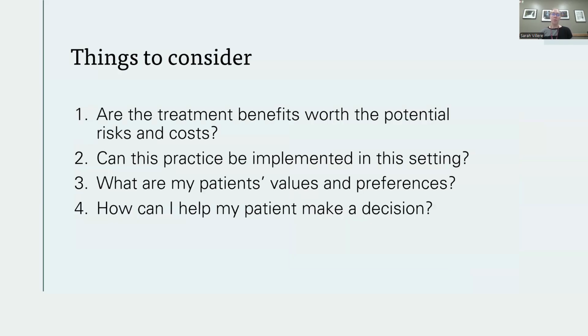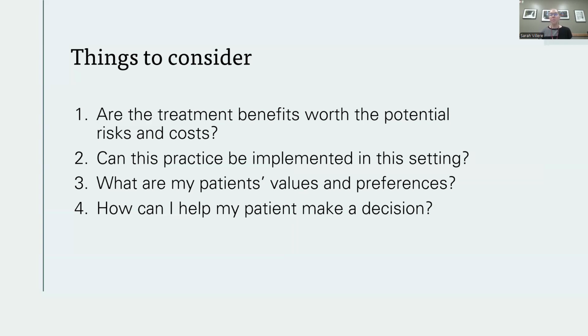So when you're sitting down with your patient, some things to think about. Are the treatment benefits worth the potential risks and costs? So this is basically saying, will my patient be better off because of this test or treatment or whatever intervention you're considering? Every treatment has risks as well as benefits. We know this. And we also know that this varies depending on the individual patient.